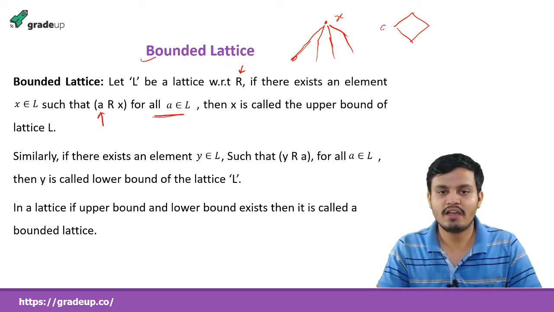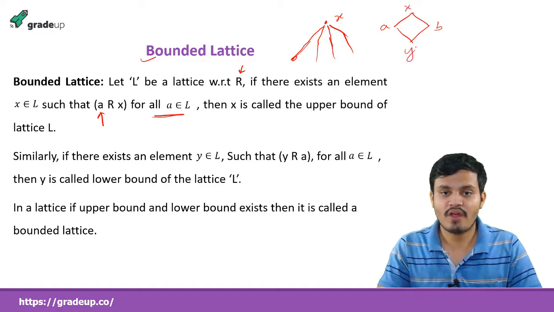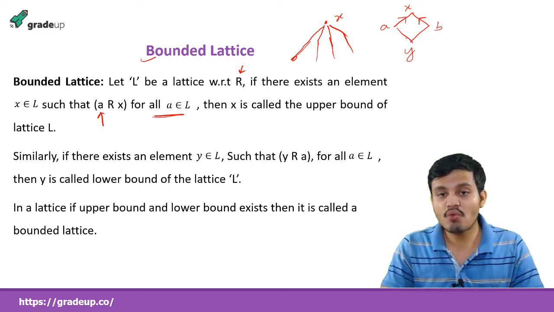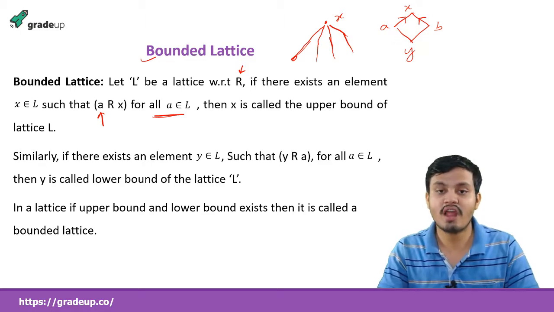So you see that it was A, it was B, and it was X, and this is Y. Okay, so now what is the upper bound? If you see that A is related to X, B is related to X, and also Y is related to X, you will say how it is related.